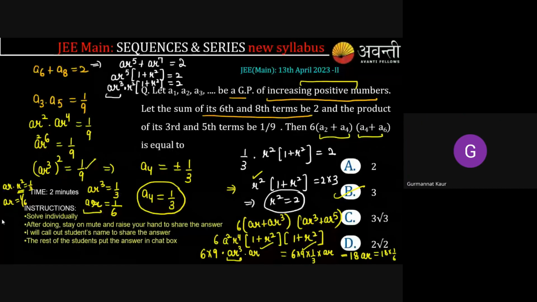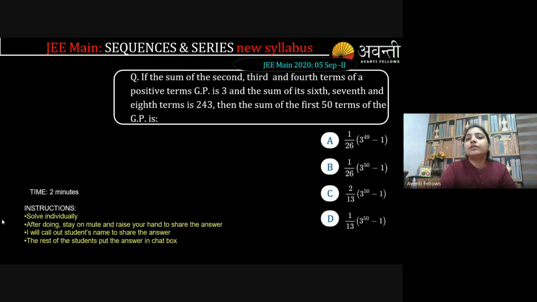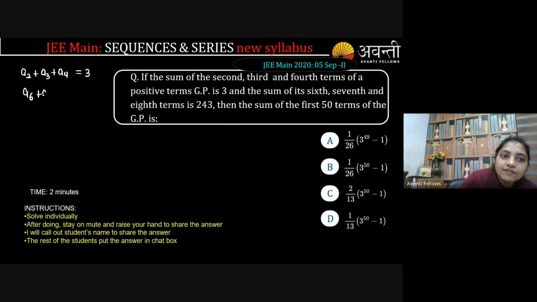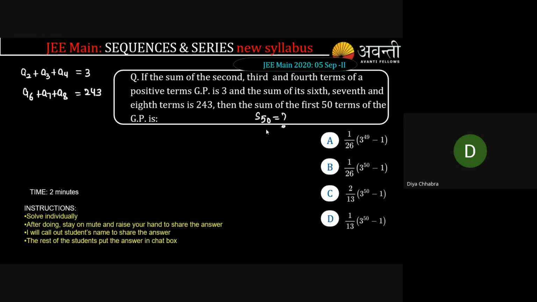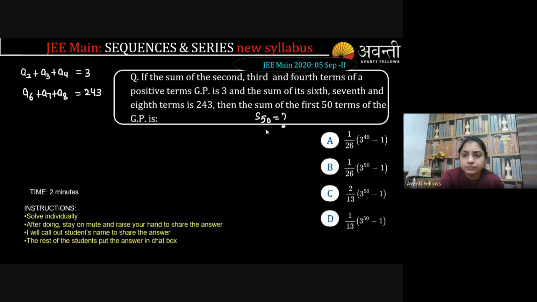Okay, ma'am. Yes, ma'am. Calculation. So this was a question in 2020. Sum of second, third and fourth term of positive terms of GP is 3. Sum of sixth, seventh and eighth term is 243. Then you have to calculate S50. So question is clear to you? Yes, ma'am. So do you think it can be solved by you?